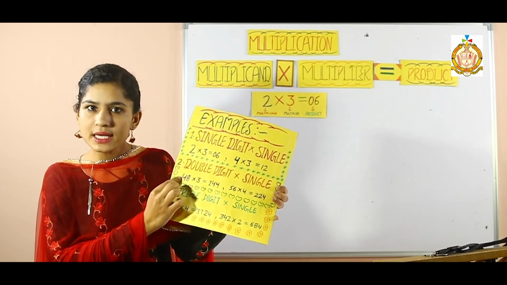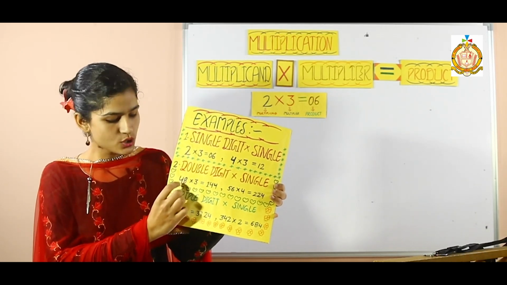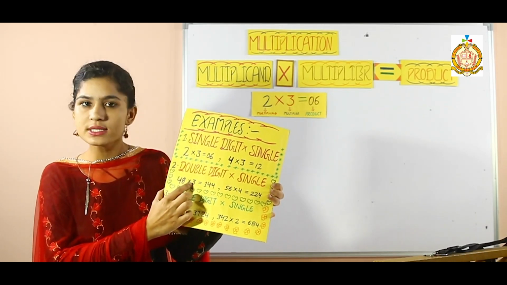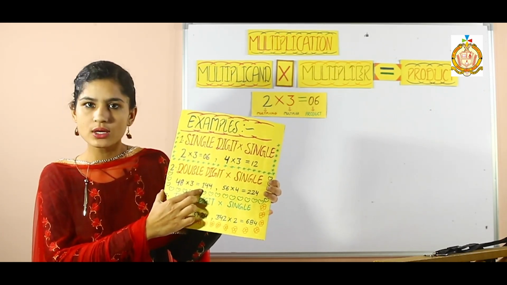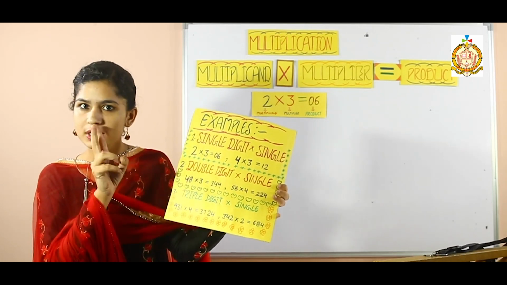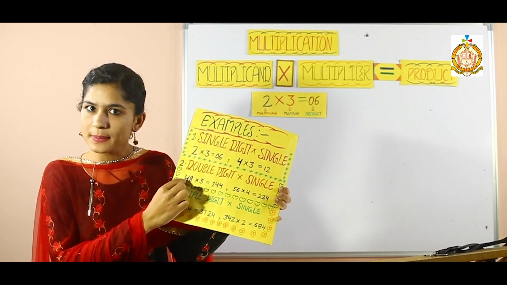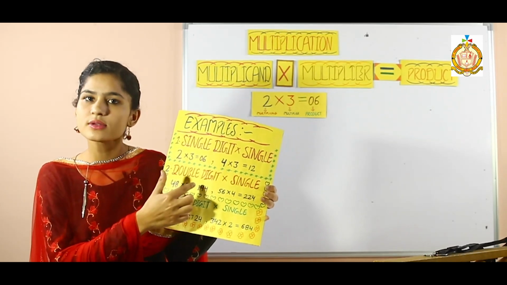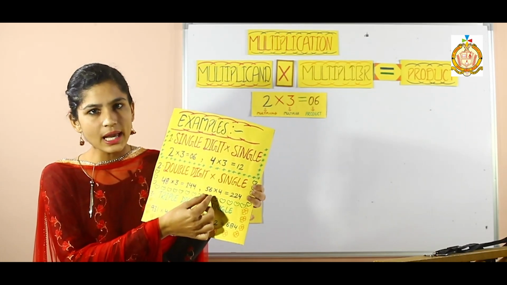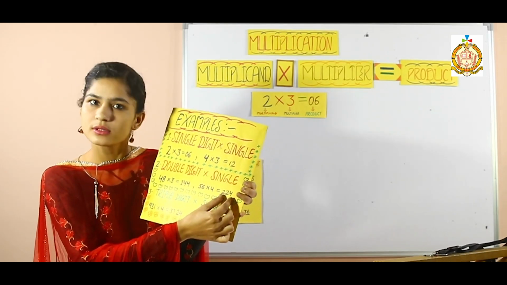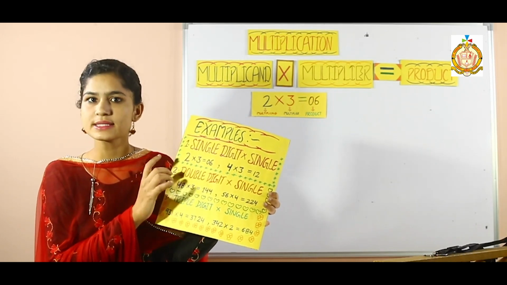Here the multiplicand has a double digit and the multiplier has a single digit. 48 has 2 digits and 3 is only a 1 digit number. So 48 into 3, the answer is 144. The multiplicand has 2 digits, so the answer will be 3 digits. Similarly, 56 into 4: the multiplicand has 2 digits, so your answer will be 3 digits. Keep that in mind when you are performing multiplication on the abacus scale.